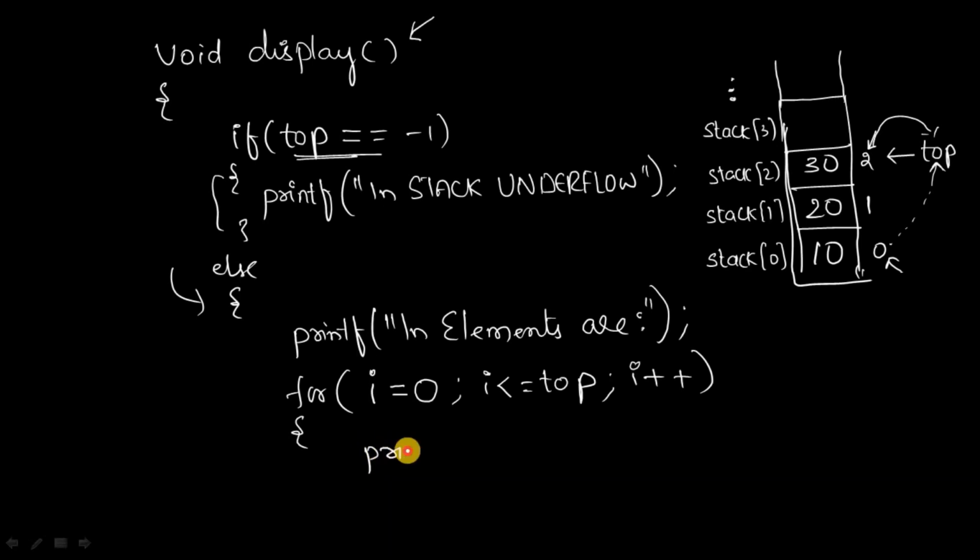So, printf, %d, give some space here. Why? Because between each and every element you require some space, right. And here what do I have to write? Yes, first of all I have to print 10, right.